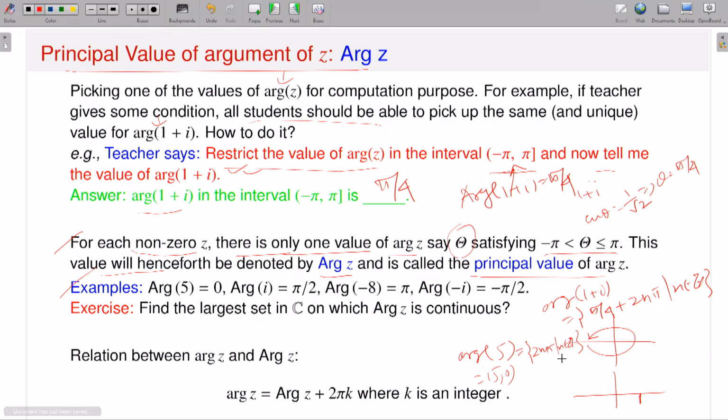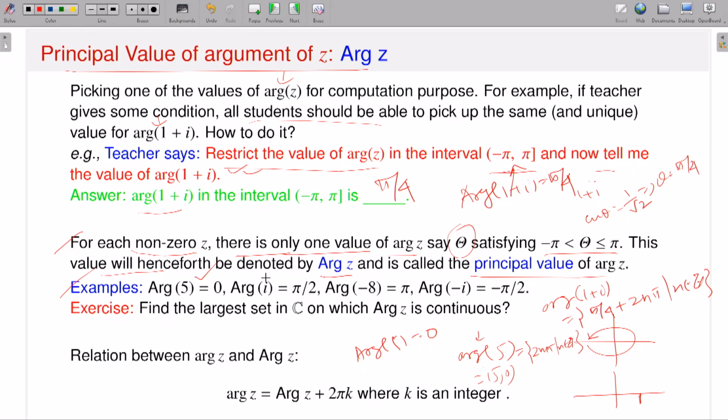So if you remember, this is the set. Out of that, I have to pick one value which lies in the interval minus pi to pi, and which value? Only n equal to 0. So that means 0 will be there. Therefore, what is my capital Arg of 5? This should actually be 0.